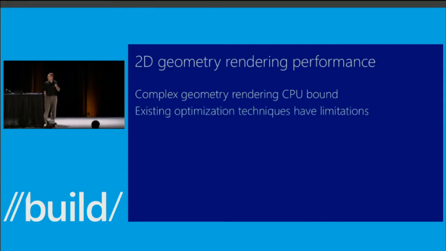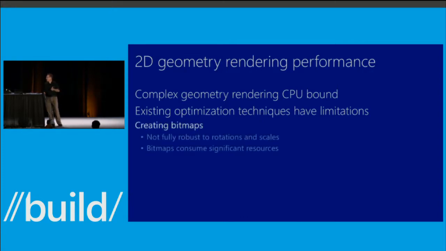The existing optimization techniques that we've talked about over the last few Build conferences have their limitations, especially as we start to look at higher and higher DPI systems, where we're talking about generating bitmaps or generating masks and then using brushing techniques. At higher and higher DPIs, you're going to see that it really isn't robust. When you think about rotations, you have to regenerate them. Scaling doesn't always work and starts to get jaggies as well. Bitmaps also consume significant resources, especially on higher DPI systems. The other one that we've talked about some is geometry meshes.